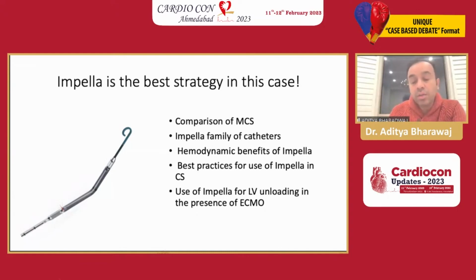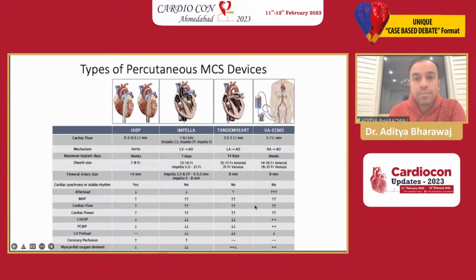Some people might argue that this is a case where we would go straight with an ECMO because the patient has hypoxic respiratory failure, has advanced cardiogenic shock. So would ECMO be an ideal choice as the initial MCS in this patient? And I think that is reasonable. But even if you do that, there is a role for Impella for LV unloading, even in the presence of ECMO. So I want to touch upon that as well.